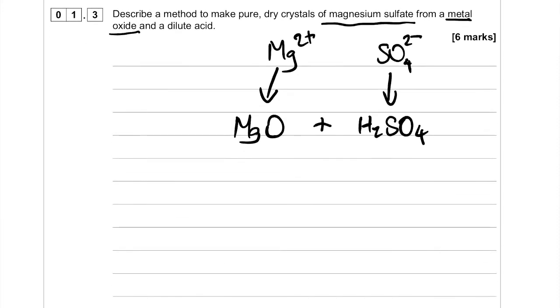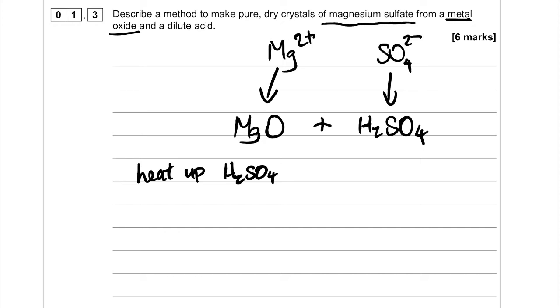So to make pure dry crystals of this, well, since this is a 6-mark question, it's gonna be a lot of experimental procedure that you need to talk about. So the first thing that you would do is, initially you need to have a hot bath of dilute acid. So heat up the acid.